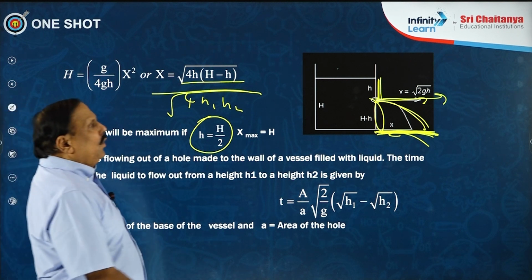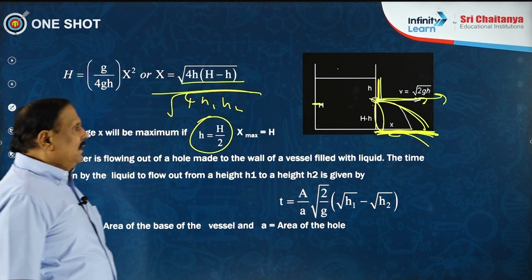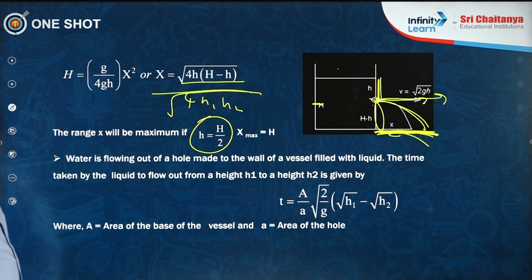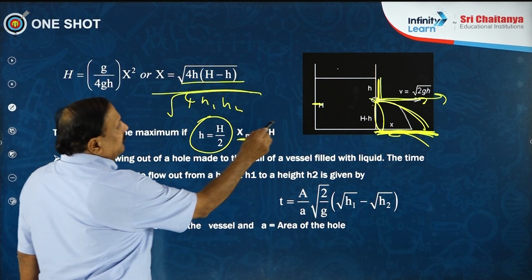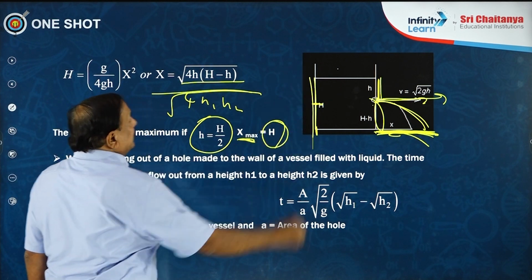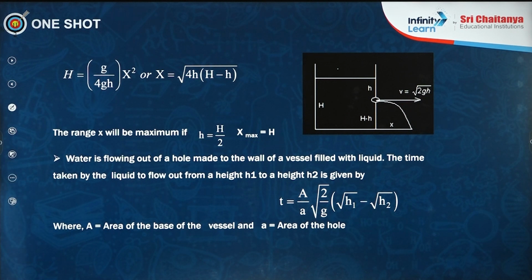That means when the hole is exactly at the center, the maximum distance will be travelled by the liquid. That maximum distance travelled by the liquid will be equal to the height of the liquid. So, these 2-3 points we have to remember.